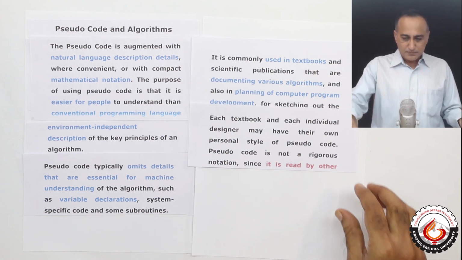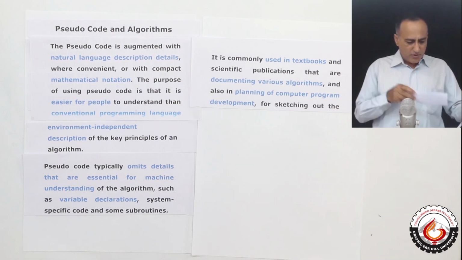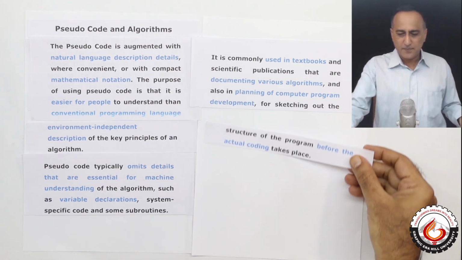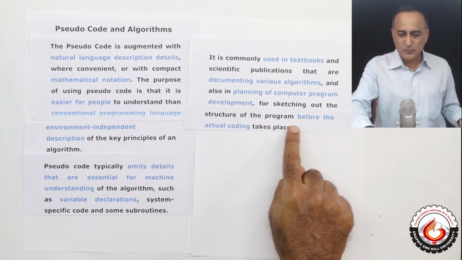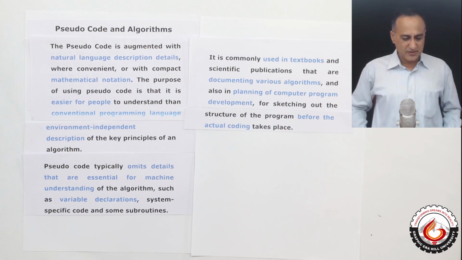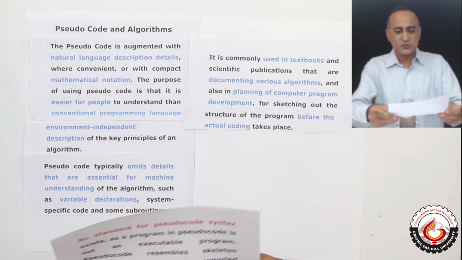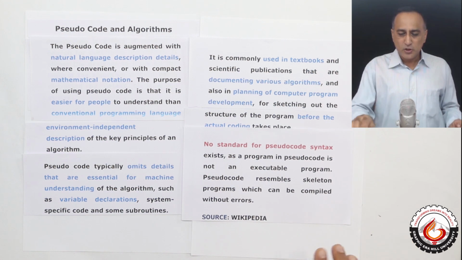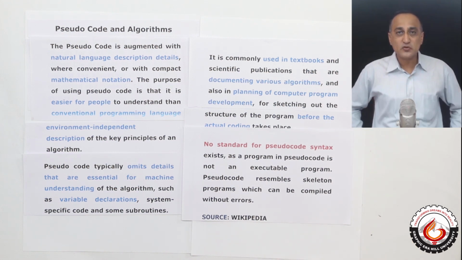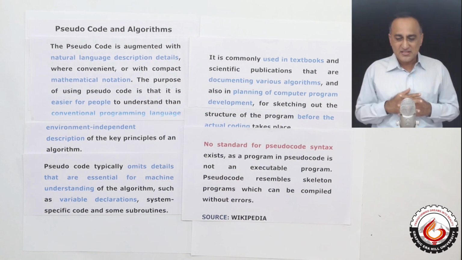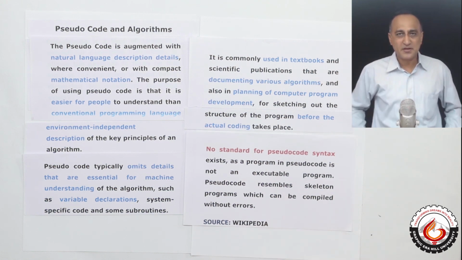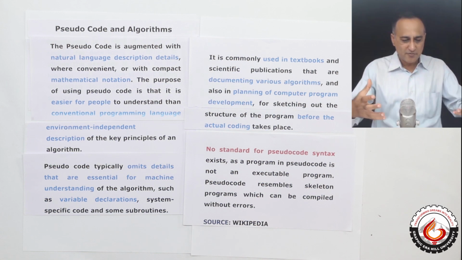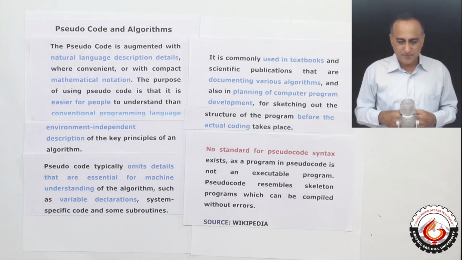Okay, before we go on, let's take a look here. As I said, it is used for sketching out the structure of the program before the actual coding takes place. Now coming to the standards for pseudocode. As I already told you, no such standard exists. So everybody has their own standards and own way of writing. Now all this discussion is taken from Wikipedia, so the credit goes to Wikipedia for giving me this piece of information.